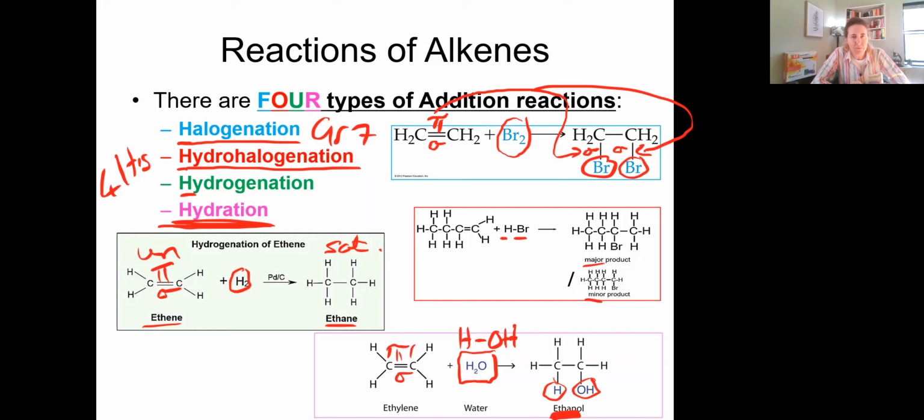We will look at the mechanisms of how these addition reactions work in order for you to understand better. Stay tuned.